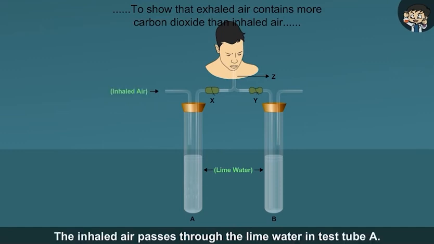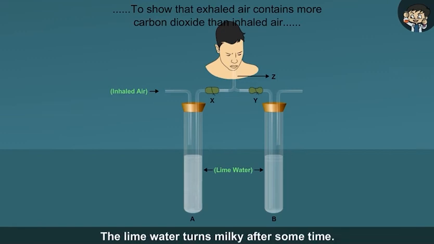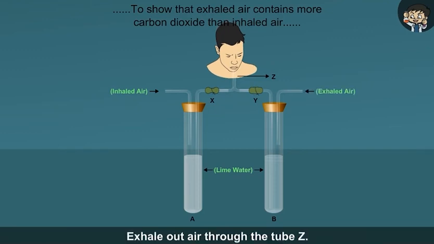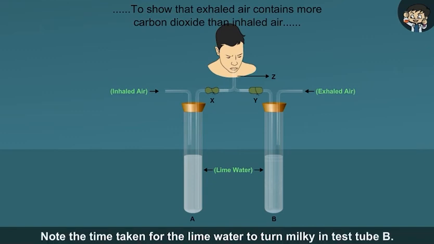The inhaled air passes through the lime water in test tube A. The lime water turns milky after some time. Note the time taken for the lime water to turn milky. Now close the pinch cork X and open the pinch cork Y. Exhale out air through the tube Z. Note the time taken for the lime water to turn milky in test tube B.